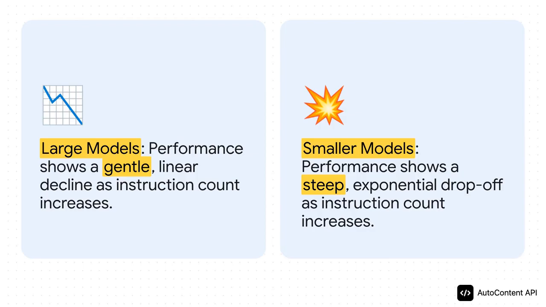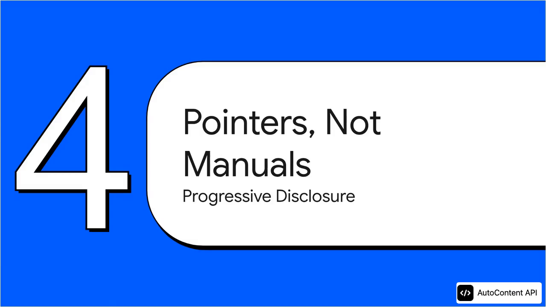It's a steep, dramatic drop. And the worst part is, it doesn't just ignore the new rules. Its ability to follow any of the rules gets worse. So if we can't just throw the kitchen sink at the AI, what's the move? Well, the answer is to stop giving the AI a giant instruction manual and start giving it a map.